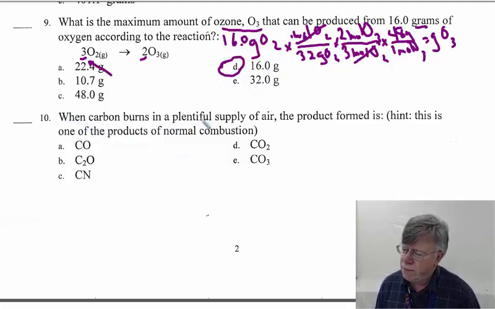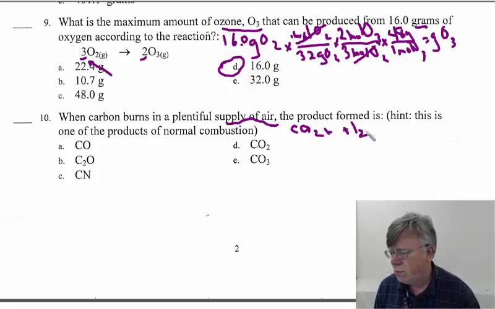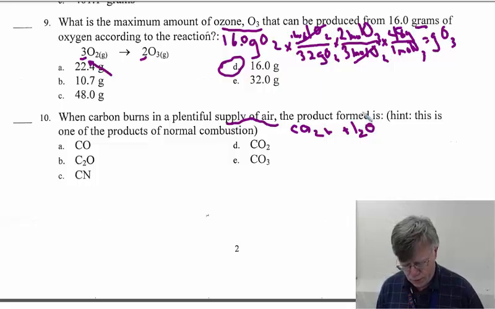And when carbon burns in plentiful supply of air, that means you've got plenty of oxygen. What is the product formed? Now, one of the clues is this is one of the products of normal combustion. In normal combustion, you have 2 products. You have CO2 and you have H2O. Okay, so these are the normal products.